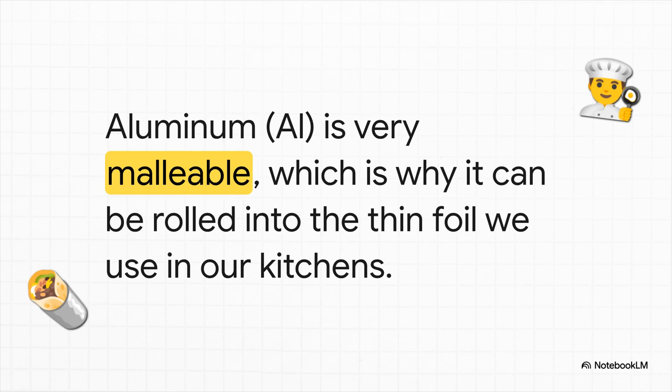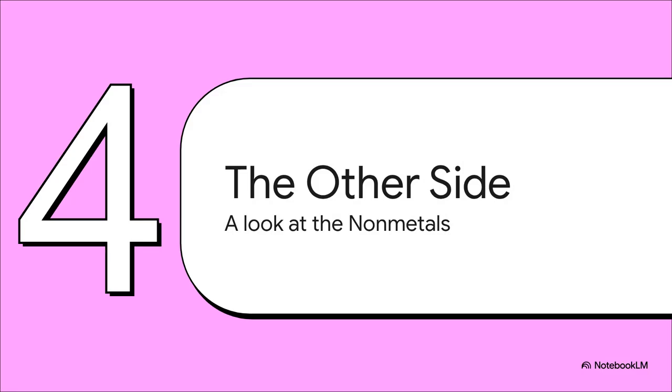Malleability means you can hammer or roll something into thin sheets without it breaking. Aluminum is incredibly malleable, and that's exactly why we can make that super thin aluminum foil we use to wrap our leftovers. Okay, time to pack our bags and travel all the way across the map.